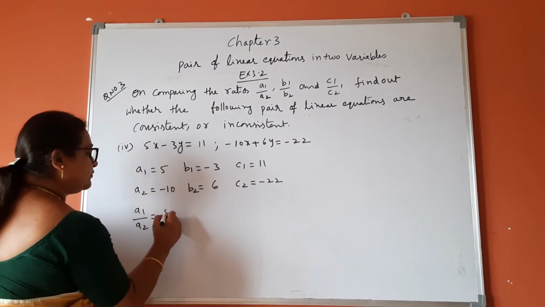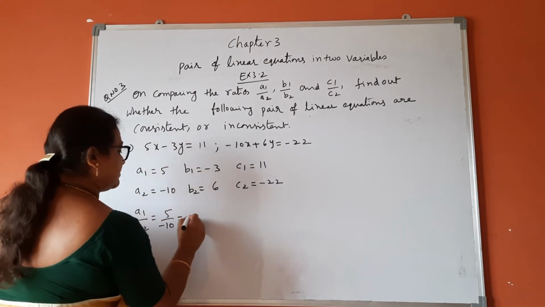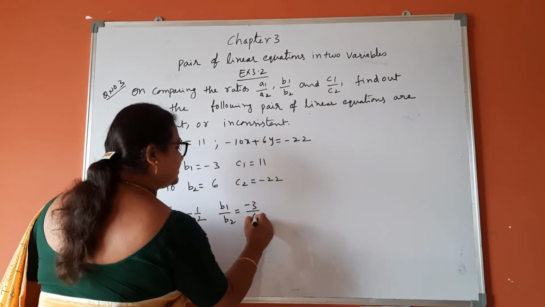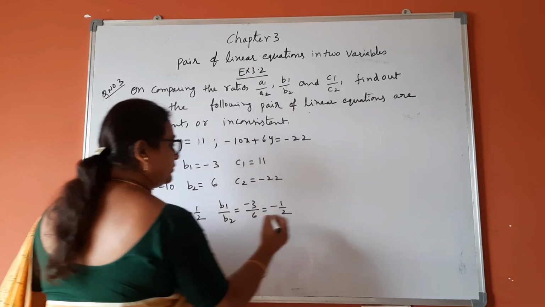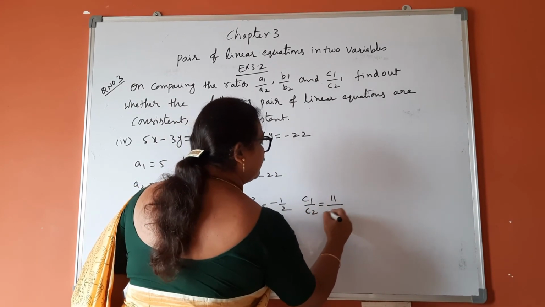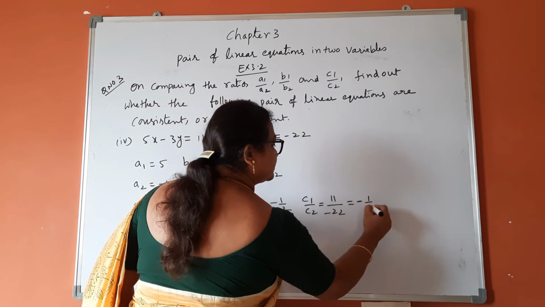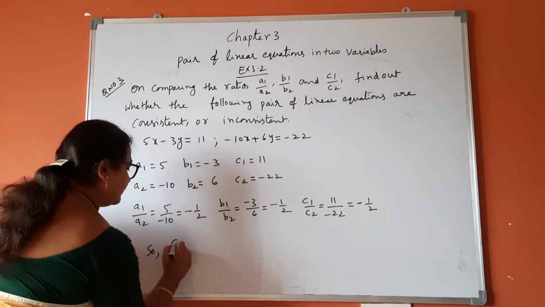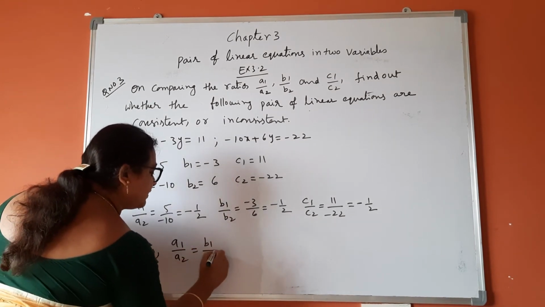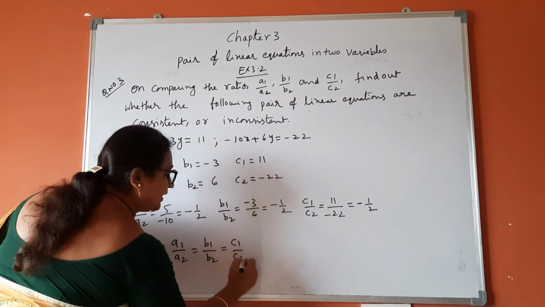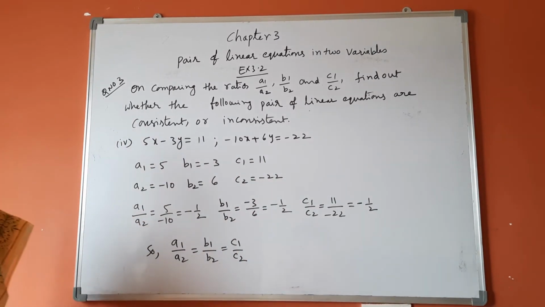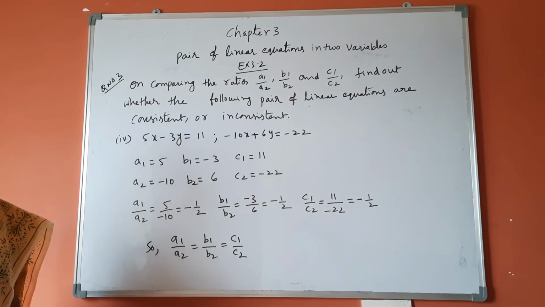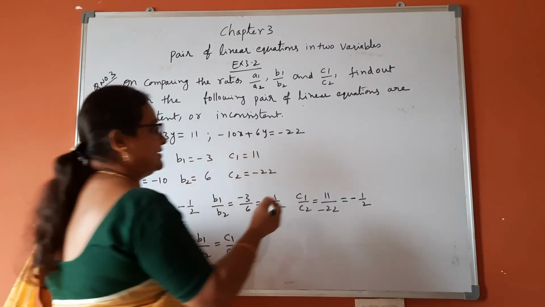A1 by A2 is equal to 5 by minus 10, that is minus 1 by 2. B1 by B2 is equal to minus 3 by 6, that is minus 1 by 2. C1 by C2 is equal to 11 by minus 22, that is minus 1 by 2. In all the three cases we got minus 1 by 2. So A1 by A2 is equal to B1 by B2, that is equal to C1 by C2. That means the lines are coincident lines and they will have infinitely many solutions. That means lines are consistent.